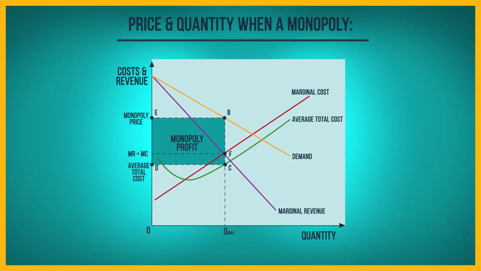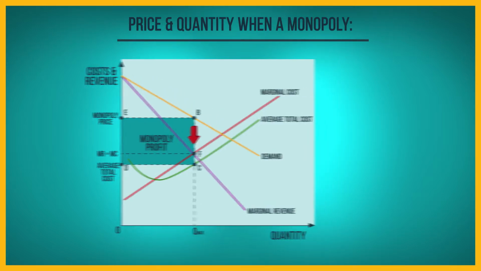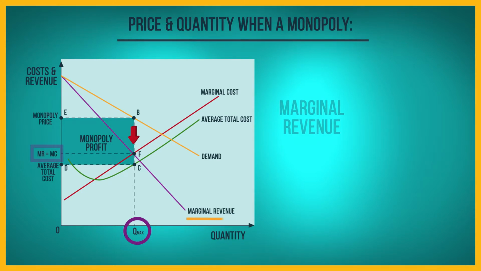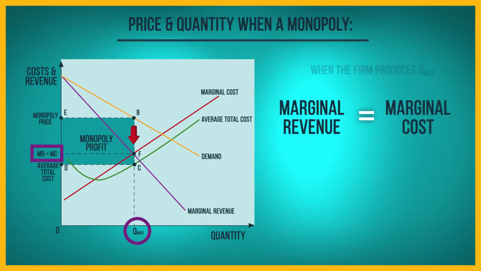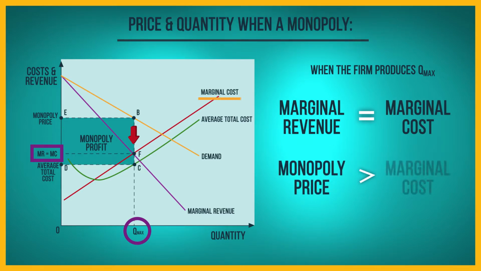Since the monopoly is the only seller, the demand curve facing the monopoly is the demand curve for the product. Since the demand curve for the product follows the law of demand, it has a negative slope, and the marginal revenue curve facing the monopoly is always below the demand curve. Therefore, when a monopoly maximizes profit, the industry produces Qmax because marginal revenue equals marginal cost when the firm produces Qmax, and the monopoly price is greater than marginal cost when the firm produces Qmax.